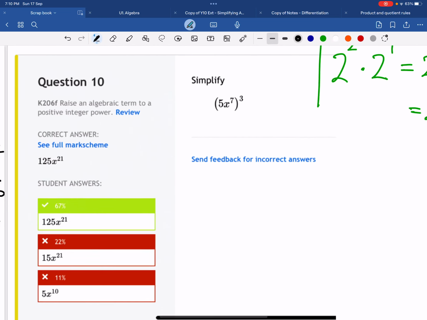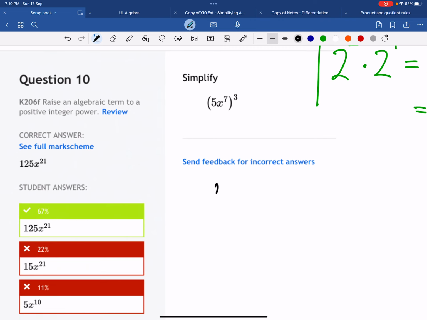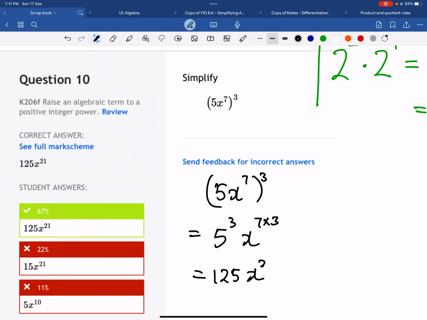Hopefully, you should be able to see quickly how to deal with question 10. So (5x^7)^3. You can pause the video and then do it yourself and then click play to check. But here's what we have to do. So 125x to the power of 21.